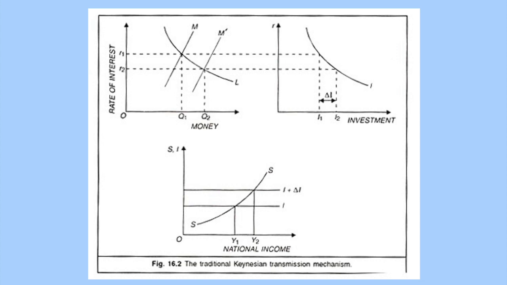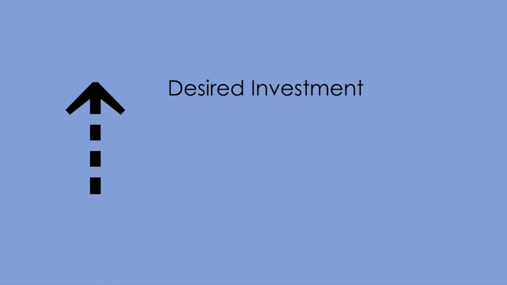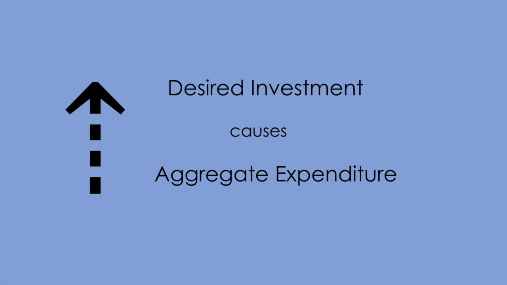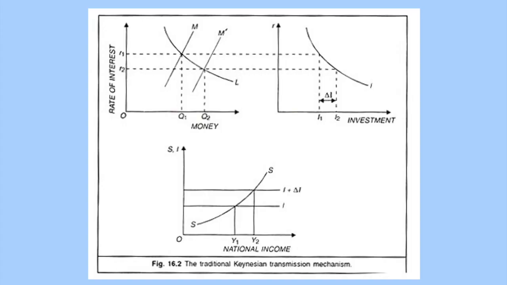If we then compare the effects of the increase in money supply on desired expenditure, we can see that the decrease in the interest rate has increased desired investment expenditure. The increase in desired investment then causes an increase in the aggregate expenditure function. Then the increase in the aggregate expenditure function results in a rightward shift of the aggregate demand curve, thus increasing real GDP.